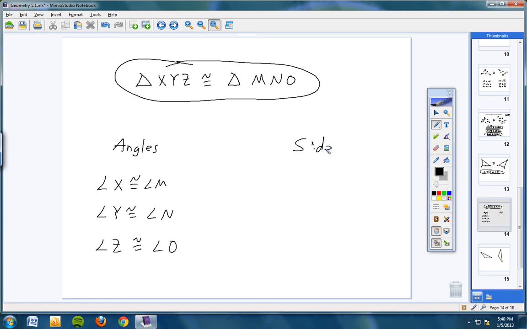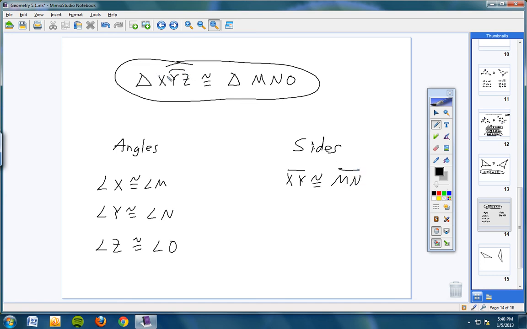I can do the same thing with the sides. This is so cool. Watch this. Here's the first two letters. See them right here? I'm going to circle them for you. XY. See those two? So I'm going to say side XY is congruent to the first two letters. What's the first two letters over here? Yep, you got it. MN.